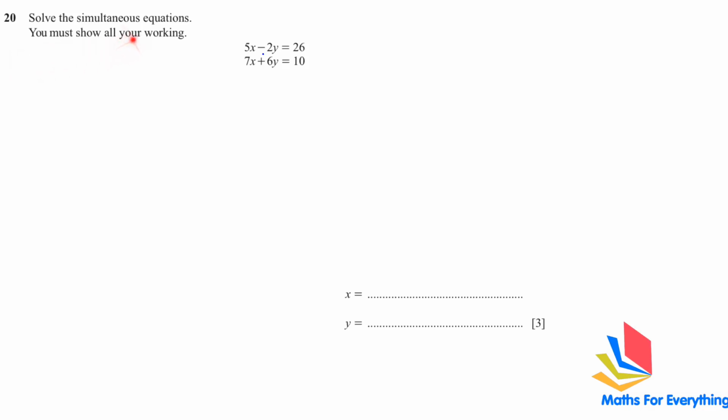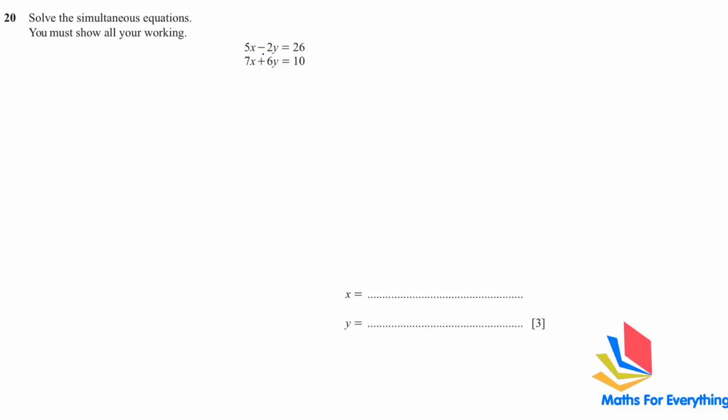Question number 20 is a simultaneous equation question. We have been given two equations. We will use the elimination method. When you are using the elimination method, look at the signs. If you have different signs, choose that variable. So y has a negative and a positive. So we will eliminate y.